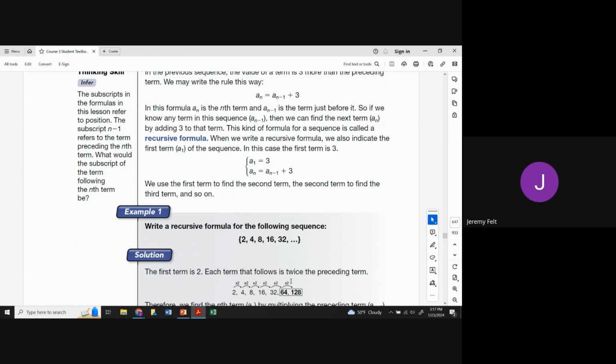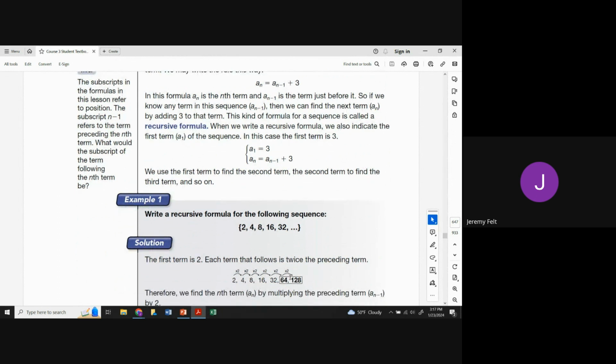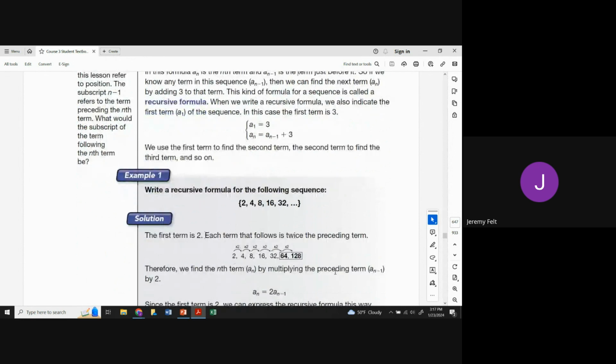Having a rule is going to make it a little bit easier than taking it out to the 20th term or the 50th term. If we can write the rule, then we can use that to plug in a number for n. So it's 2 times whatever the previous one is. 8 times 2 is 16, and 16 times 2 is next. For this term, we look back at the previous one, and then we multiply it by 2.